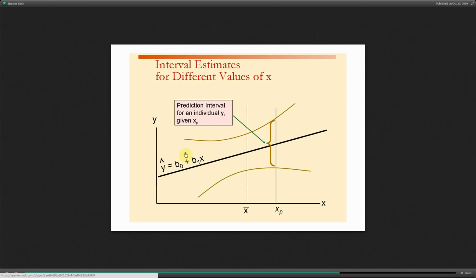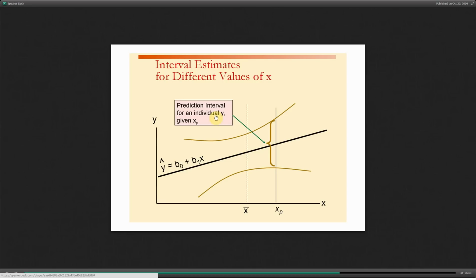Another thing we might want to do is not just look at what the actual population slope is, but we might want to know that given a predicted value, which is going to be something on this line, how accurate is that? How confident are we that it's within a certain range? So when we look at the predicted value and then give it a range with confidence, we call that a prediction interval.